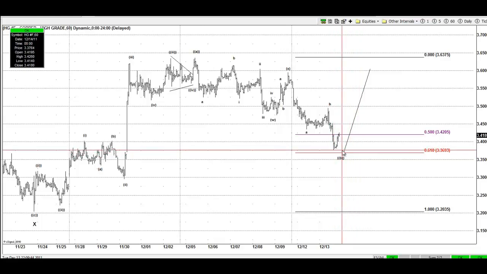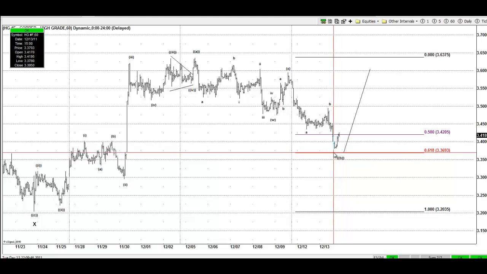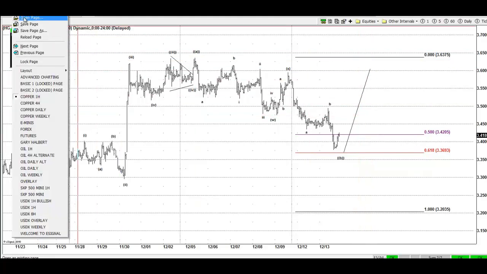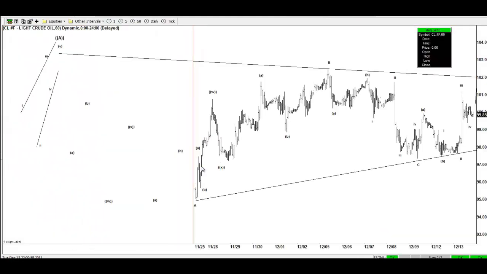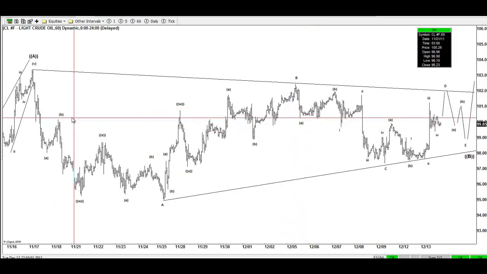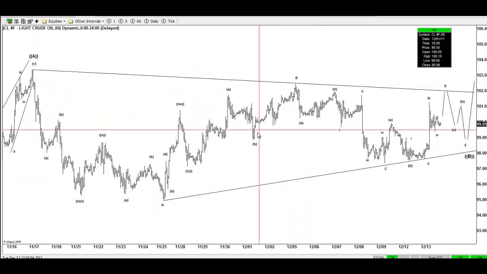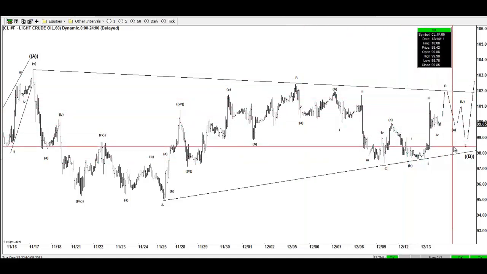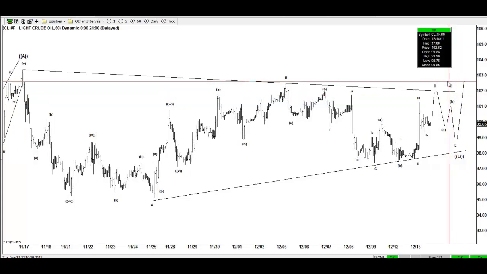Now, copper is doing exactly what we're saying, and it's possible that copper already found the bottom here around the 618 area, and we are expecting copper to start to rally very soon, and consequently also the risk trade. Now, oil looks like it is also in a bullish triangle, where we have 3, 3, 3, another 3, and possibly another 3 here to go bullish.